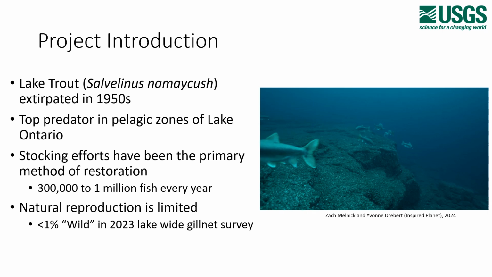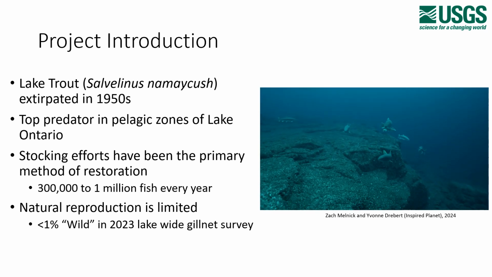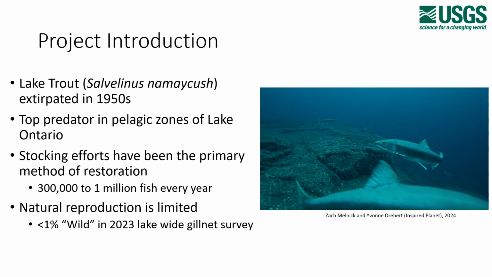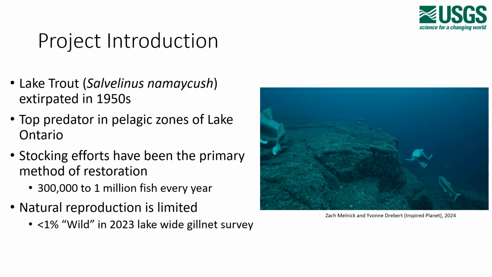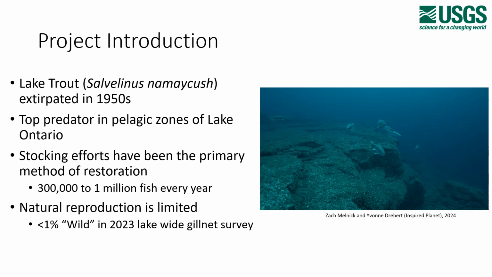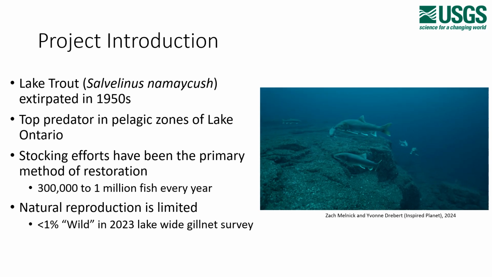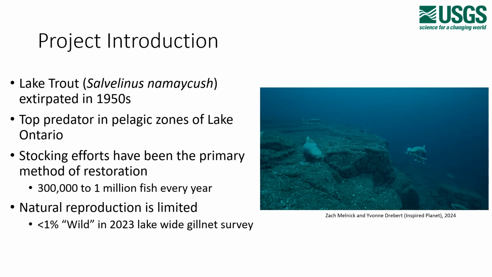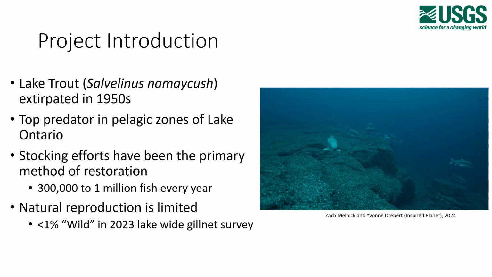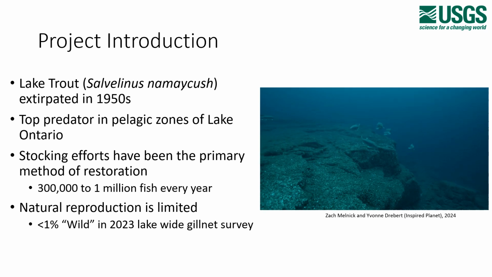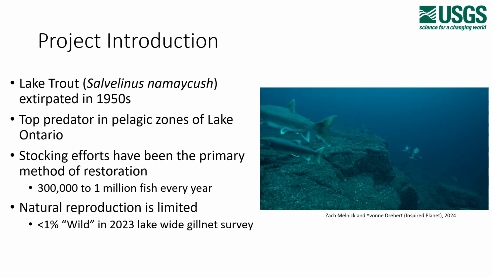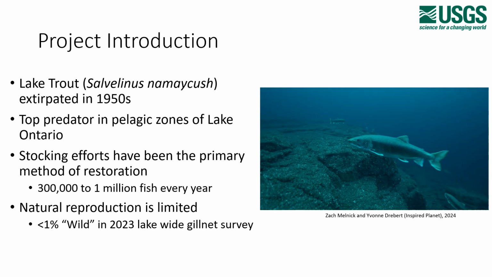So just a brief project introduction. Lake trout were a historic top predator in the pelagic zones of Lake Ontario, but were extirpated in the 1950s. Since the 1950s, it's been a major management objective to try to restore a naturally reproducing population of lake trout in Lake Ontario, and the major method of this restoration has been stocking efforts varying from 300,000 to 1 million fish every year. Despite these stocking efforts, evidence of a natural reproducing population is limited. Recent lake-wide gill netting has shown that less than 1% of all of the lake trout caught were wild fish, meaning that the other 99% of the adults were stocked.